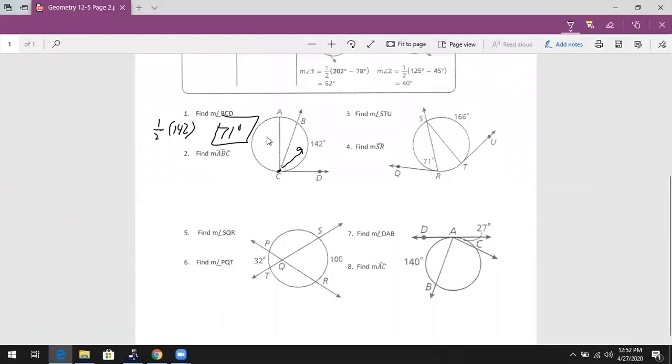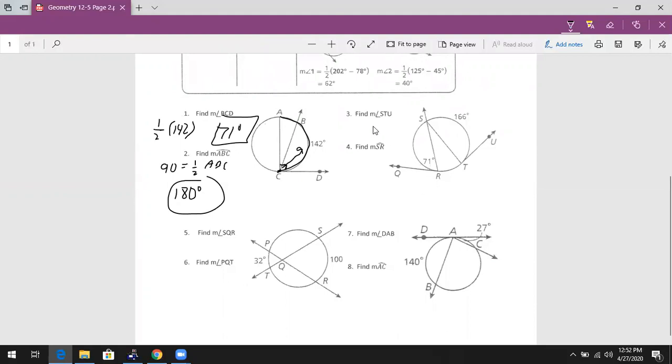Arc ABC. Okay, notice this is a right angle, so 90 is half of arc ABC. So if I double everything, 2 times 90, arc ABC is 180 degrees. Now we can see that that's a semicircle.